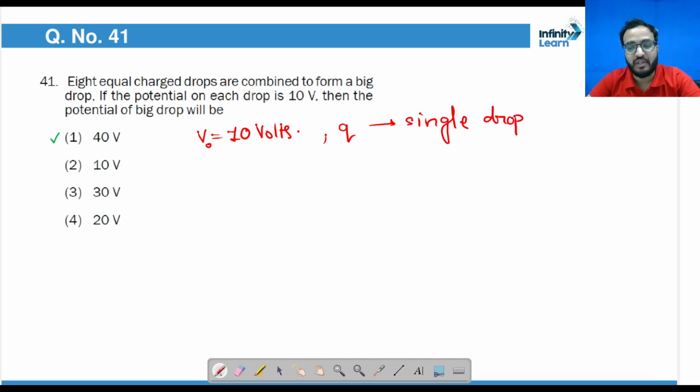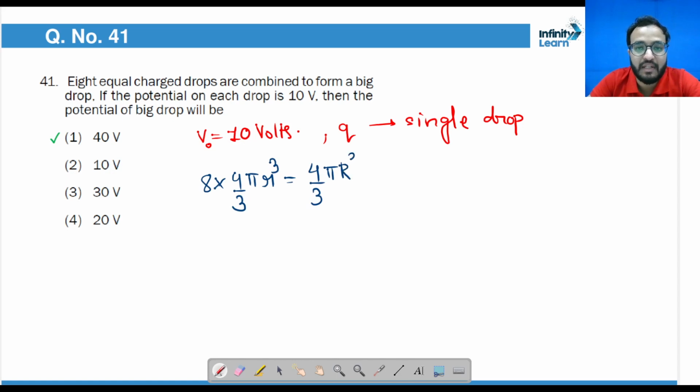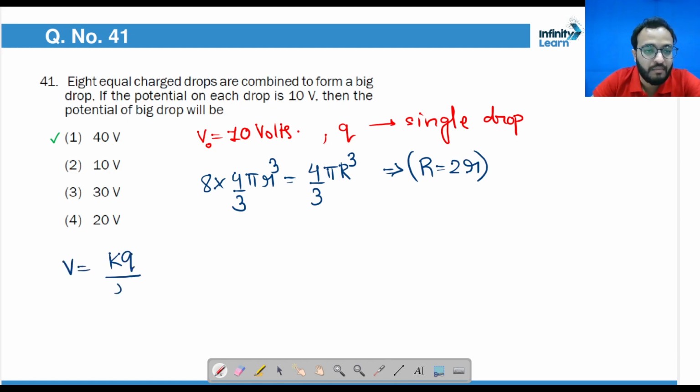According to volume conservation, if 8 drops coalesce to form a bigger drop, then 8 into 4 by 3 pi into small r cube must be equal to 4 by 3 pi into capital R cube. So from here capital R will be equal to twice of small r. Now what is the small v? K q by r, small v. That's the potential of a single charge.